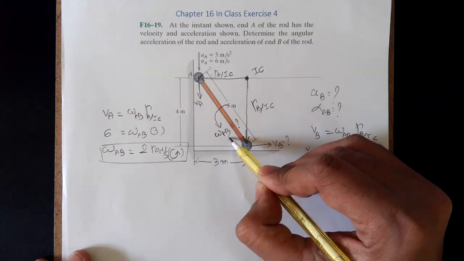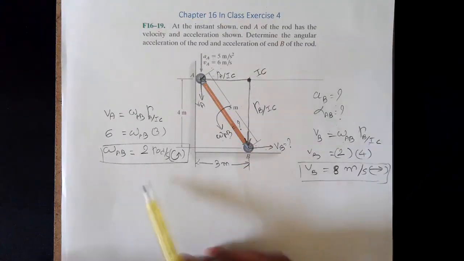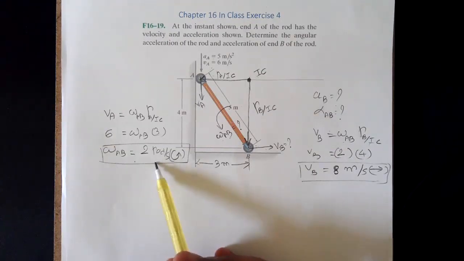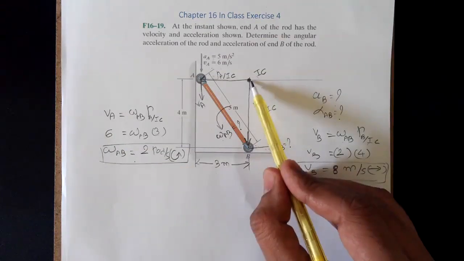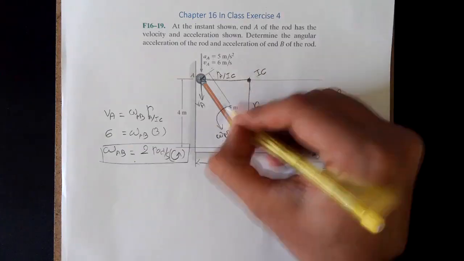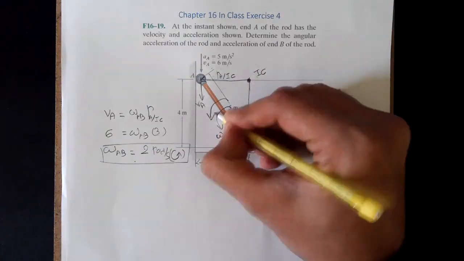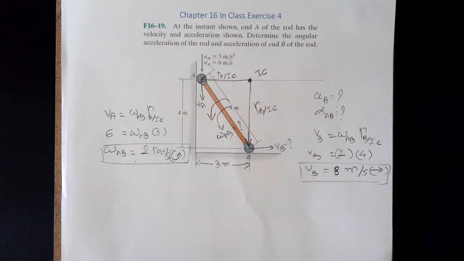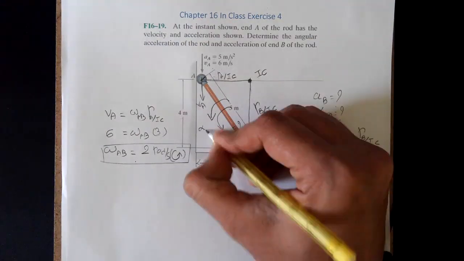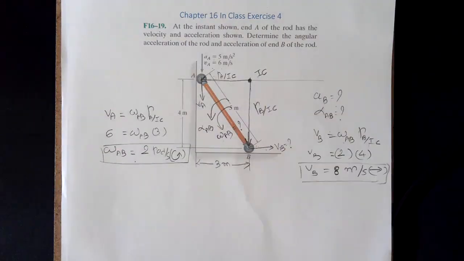In the previous example, we have already calculated the angular velocity of the rod using the instantaneous center of zero velocity, which is shown in the figure here. Now we need to calculate the angular acceleration of the rod. So we assume right now that angular acceleration is in the same direction as angular velocity. And when we assume that, we are assuming that the angular velocity increases with respect to time. So this is our angular acceleration, alpha AB.